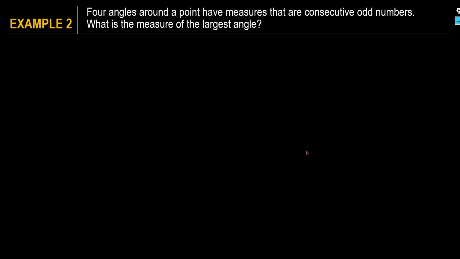Number 2. 4 angles around the point have measures that are consecutive odd numbers. Halo-halo na. May angles around the point, and consecutive odd numbers. This is similar to an example that we had in the previous lesson. Question is, what is the measure of the largest angle? Again, pause muna, try it yourself. Hit play when you're done.